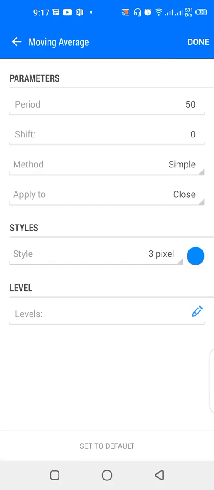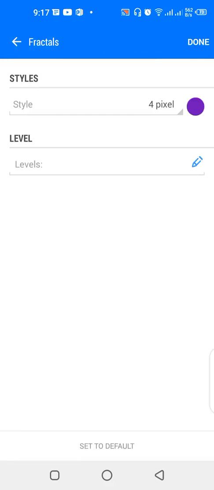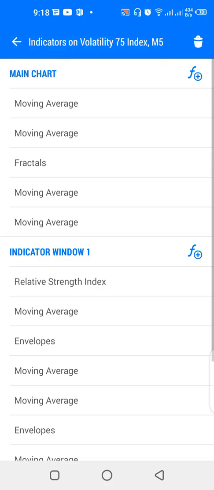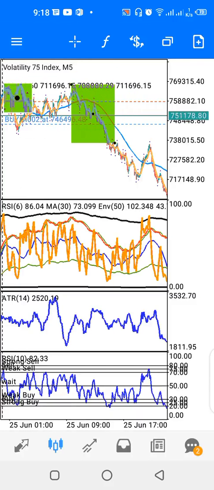Okay, now let's look at the settings, the parameters for the indicators on the main window. We have moving average, 50 period, shift is 0, method is simple, apply to close, color is blue. Then we have 850 period, shift is 0, method is simple, apply to close, color is black. We have fractals. We have another moving average 4 period, method is smoothed, apply to close, color is red. Then we have another one, 6 period, shift is 0, method is exponential, apply to weighted close, color is orange. So that's the setup for the main window.